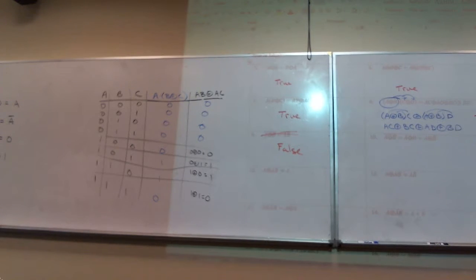Yeah, I'm going to say yeah. So I have 0 XOR 1, true. 0 XOR 0, false. 1 XOR 1, false. 1 XOR 0, true. That is true. So this is true.